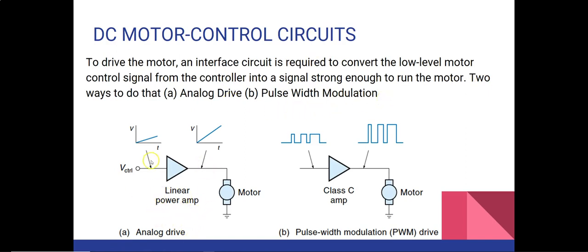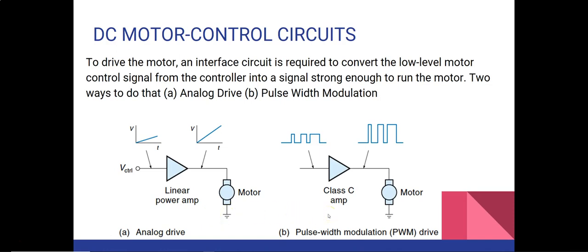In analog drive, a linear power amplifier is used, and you can see the driving signal is coming into the linear power amplifier, and then this amplifier amplifies the signal which is sent to the motor, and you can see how the signal has strengthened from here. So here the signal was like this, and now here the signal is more linear. A better signal is applied to the motor. So this is one way you can control it.